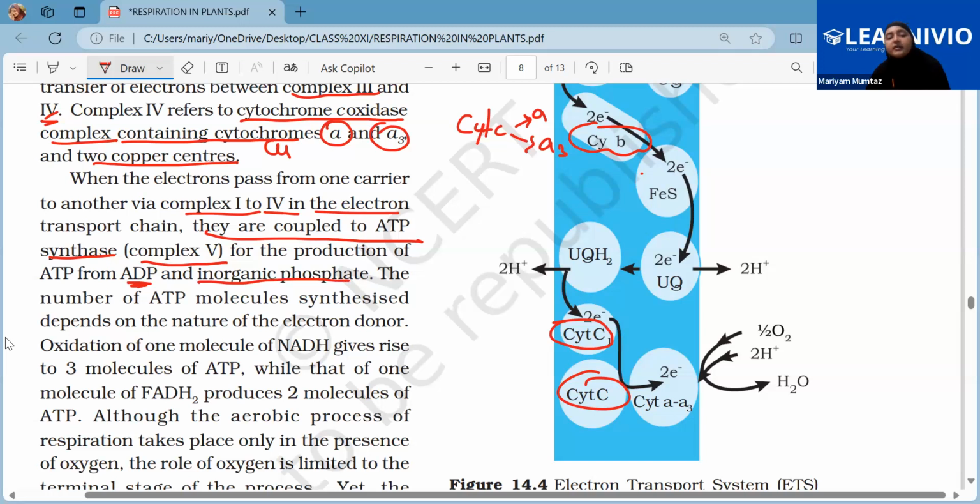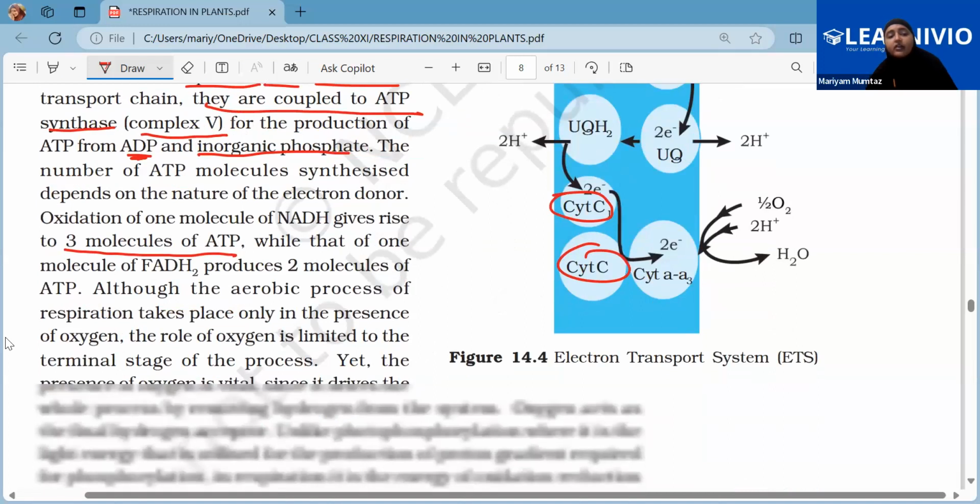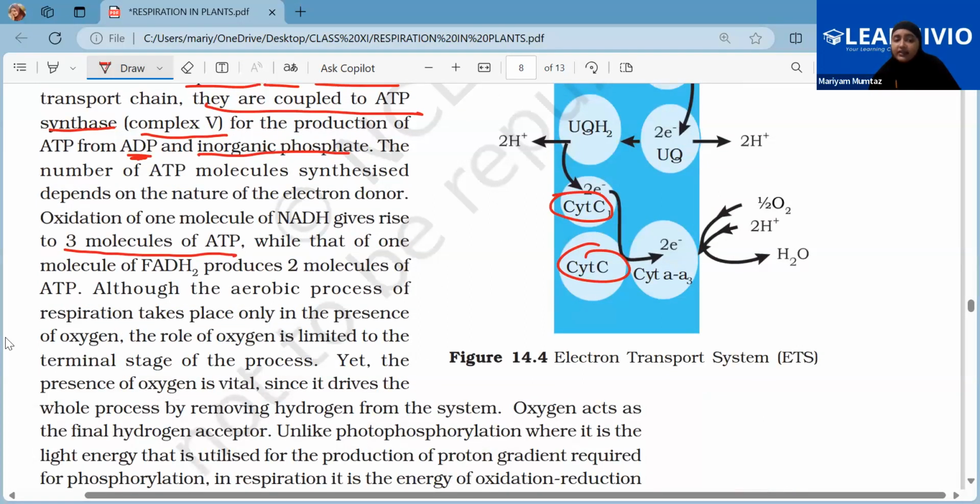Now, the number of ATP molecules synthesized depends on the nature of the electron donor. If the electron donor is giving more and more electrons, then that ultimately means more and more ATP will be synthesized. For example, one molecule of NADH, when it gets oxidized, will give rise to 3 molecules of ATP. But if we oxidize one molecule of FADH2, then that will produce 2 molecules of ATP.